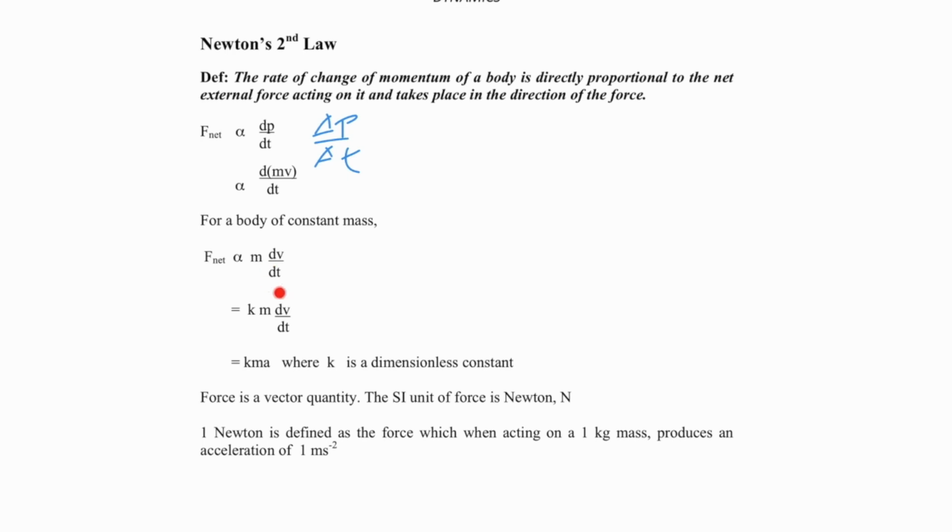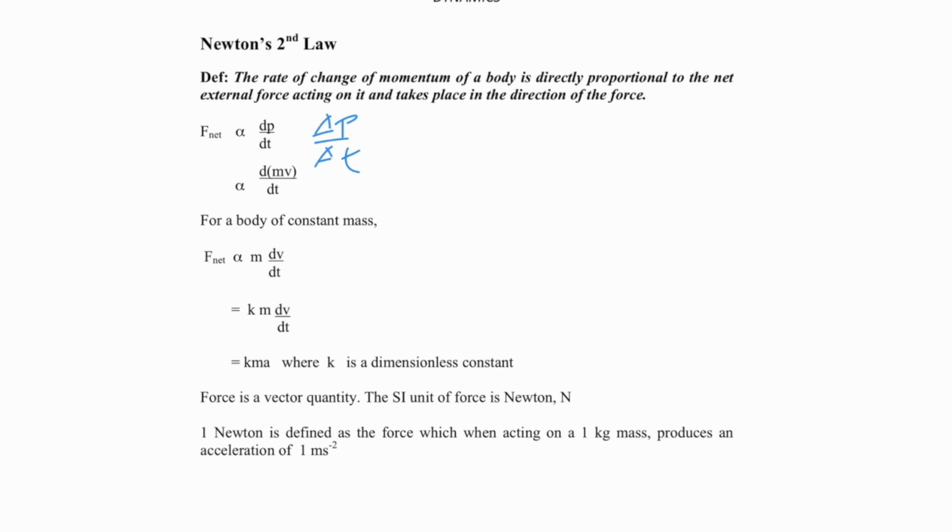So once you have dv/dt, then you remember that you can change proportional to equals. But from proportional to equals, you must put a constant in front. So you get k m dv/dt. And remember, dv/dt is the rate of change of velocity, which is also called acceleration. So you get F equals kma. How do we get rid of k? It's actually by the definition of 1 Newton.